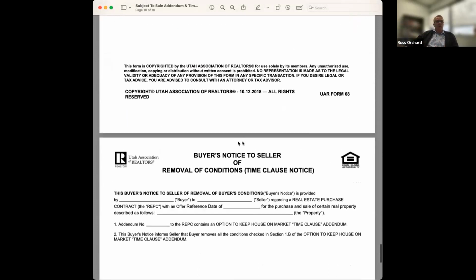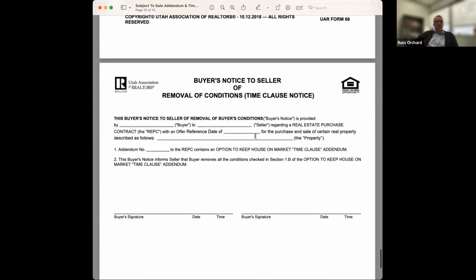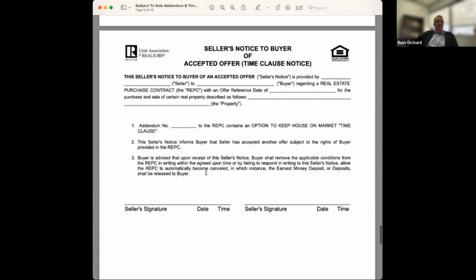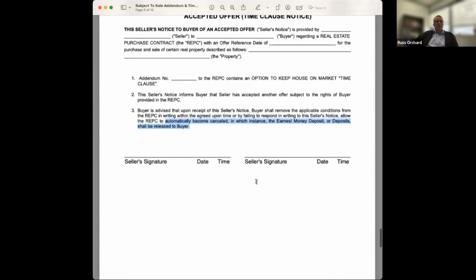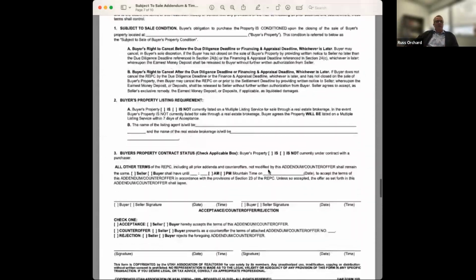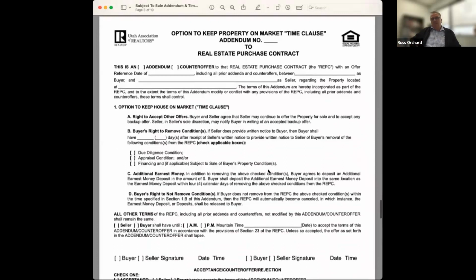And again, if they don't send this over within the specified time frame, removing their conditions, then as it said back here, it automatically cancels the REPC and the earnest money is released to the buyer. So any questions on any of those forms, thoughts, comments?